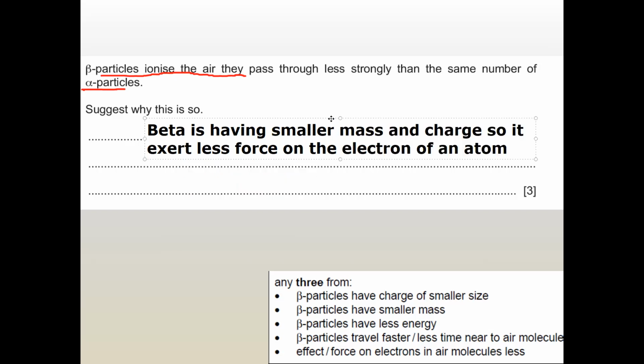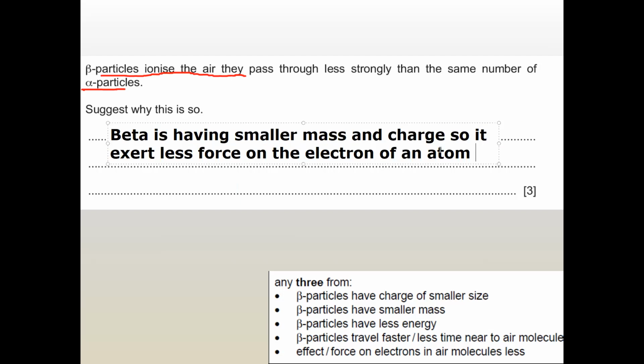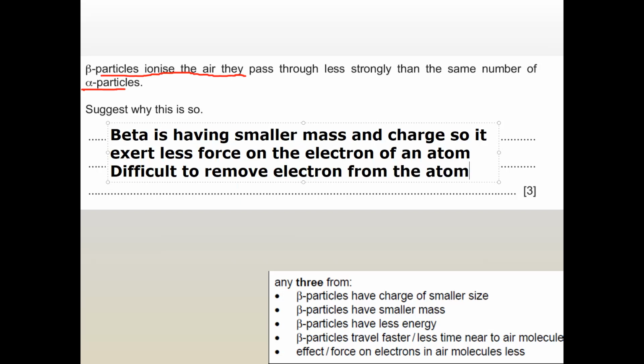What will happen to this force? As it exerts less force on the electron of an atom, it will be difficult to remove an electron from the atom. So beta particles are basically electrons, with less mass and less charge, so they are not able to knock out the electron from an atom easily. That's why beta particles have low ionization.